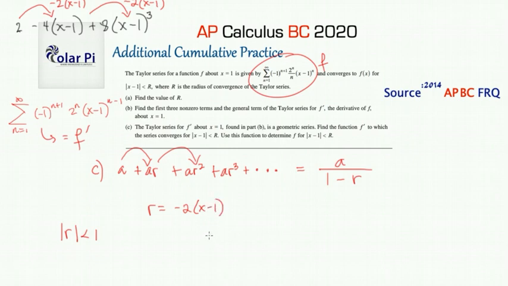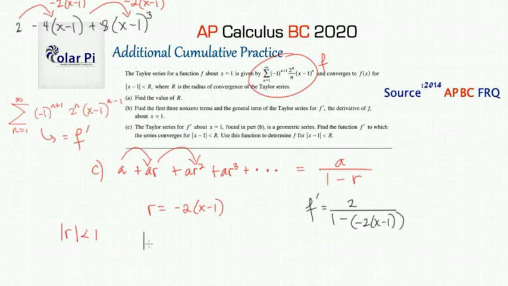Alright, got it. So then, a is just the first term, and so the first term is 2 for f prime, right? And so we know that f prime has to equal a, which is 2, over 1 minus r, which is negative 2 times x minus 1, yeah? Okay, cool, got it. Now, f prime converges to this whenever this is true.